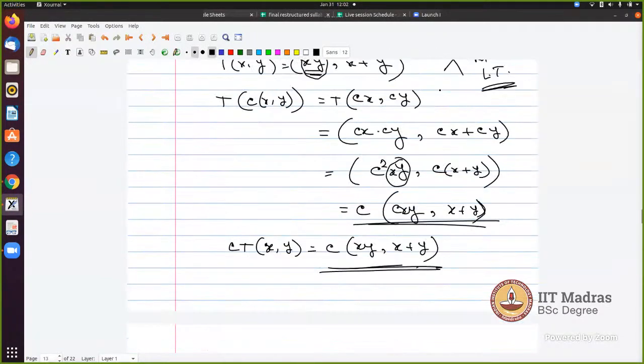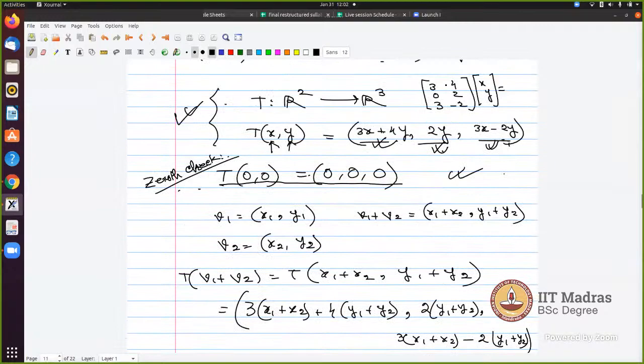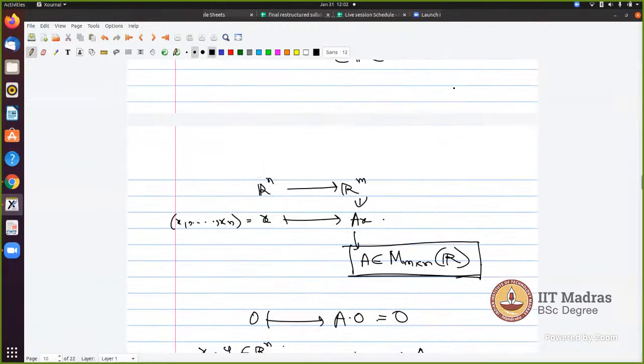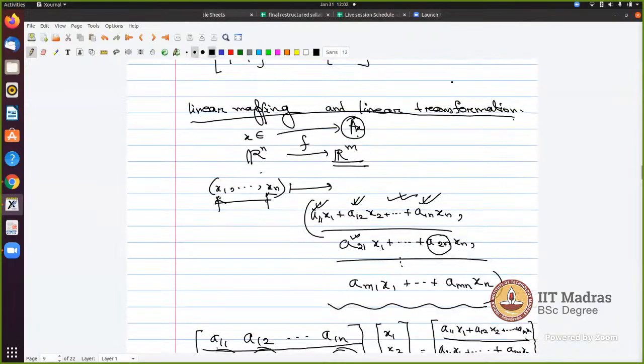Hopefully this helps, because linear transformation is really important. If it's clear from the beginning, then I think we will get through the rest.